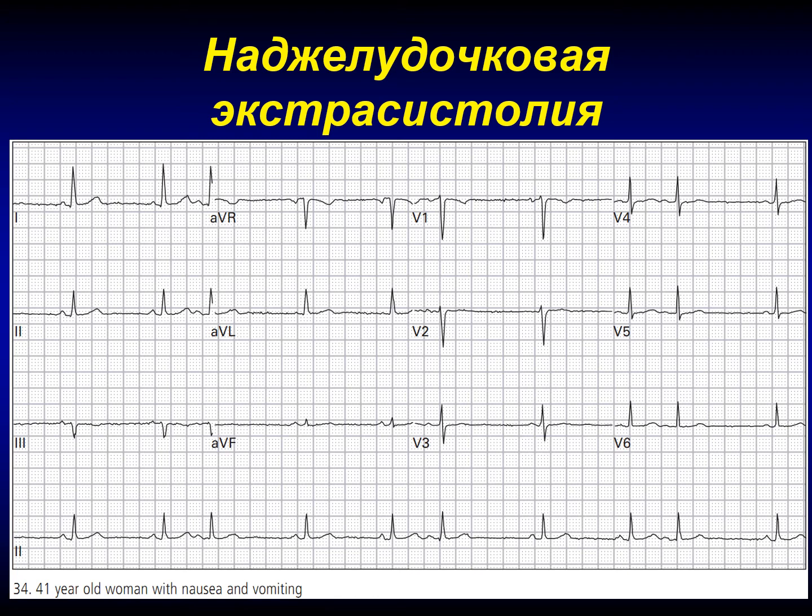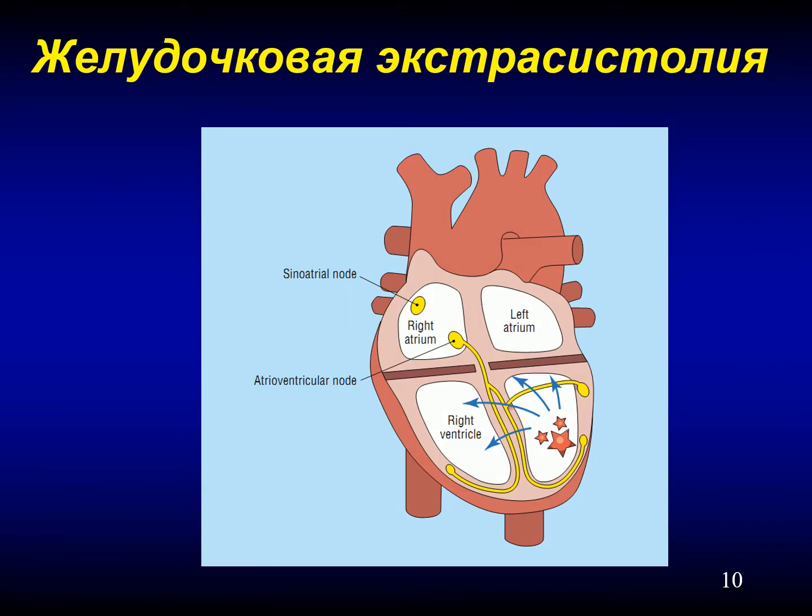So this QRS complex is present earlier than normal, and a complete compensatory pause means that the RR interval between these complexes should be two normal RR intervals. In this case, it's shorter. It's called an incomplete compensatory pause. It was the fourth criterion of supraventricular extrasystole. Next pathology, ventricular extrasystole.